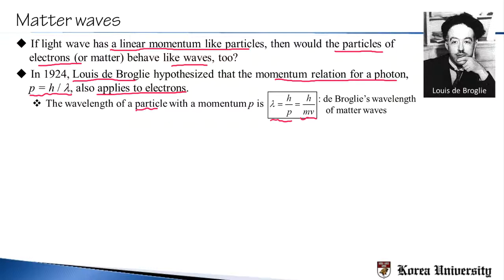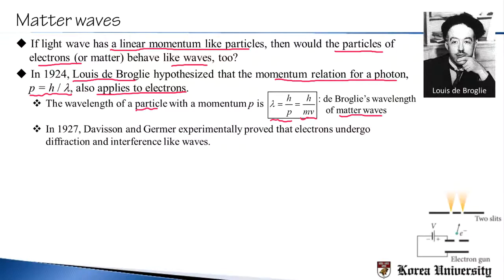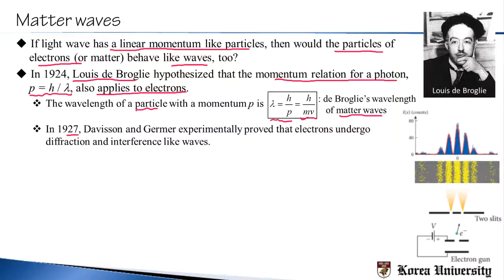So this is what we call matter waves. So matters are waves. And then, is it really correct? Of course, if this is a wave, then it has to undergo interference and diffraction like we learned before. So indeed, just 3 years later, Davisson and Germer experimentally proved that electrons undergo diffraction and interference like waves.